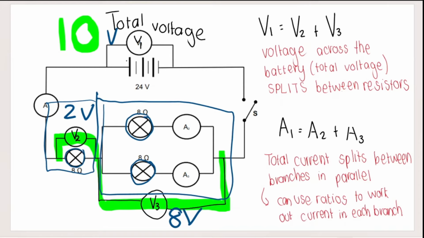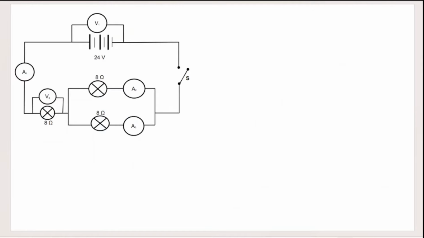And then the total current flows through the main line of the circuit, which is here, and then it splits. Half of the current will go that way and half of the current will go that way. And why am I saying half? How do I know that it's going to be a 50-50 split? Both resistors are the same. If the resistors aren't the same, then you can't assume it's going to be a 50-50 split.